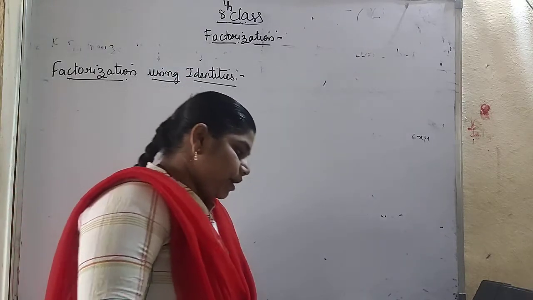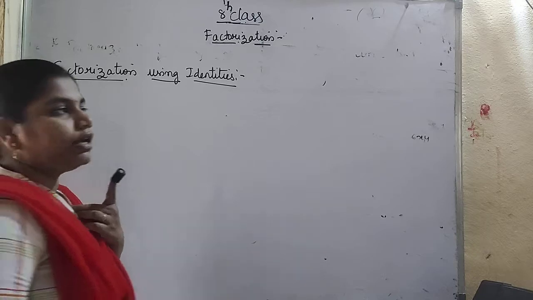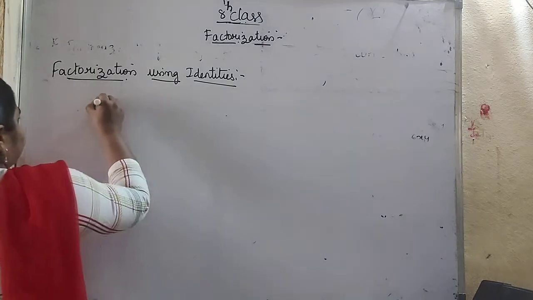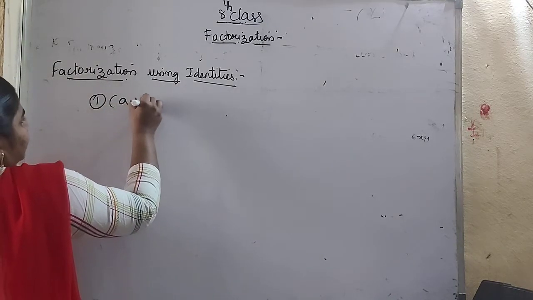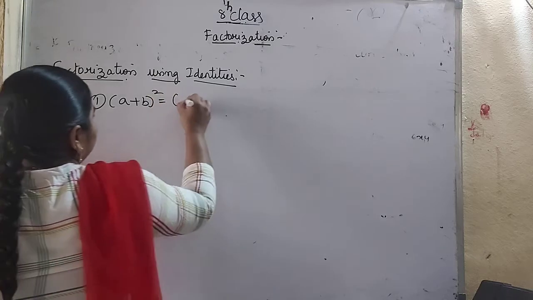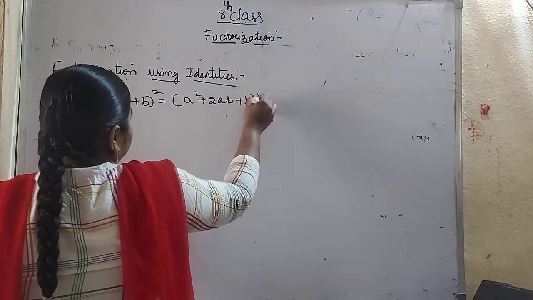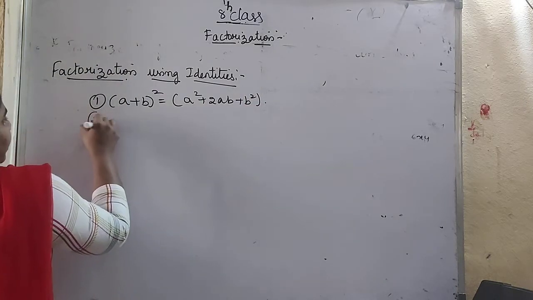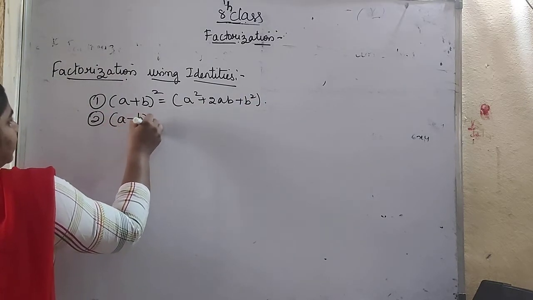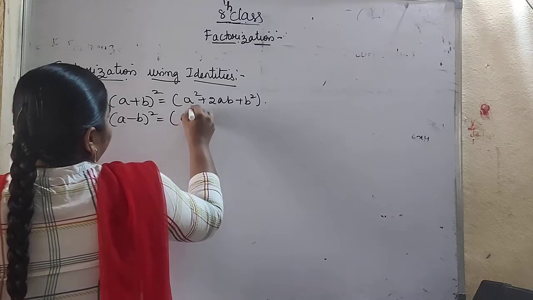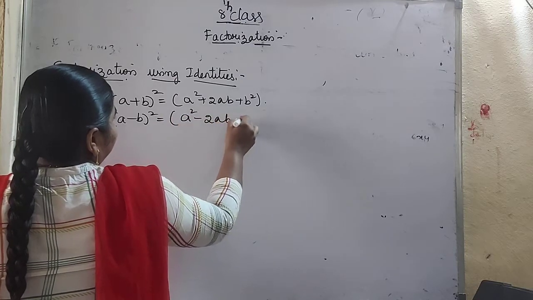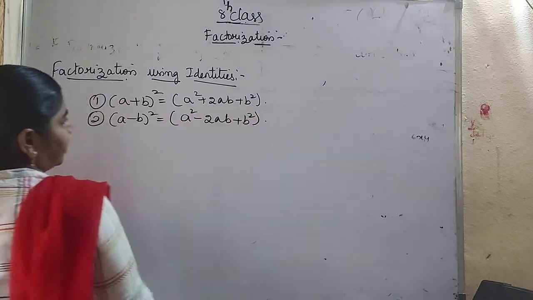Factorization using identities. So which identities are we using? The first identity is (a plus b) whole square equals a square plus 2ab plus b square. Second identity is (a minus b) whole square equals a square minus 2ab plus b square.